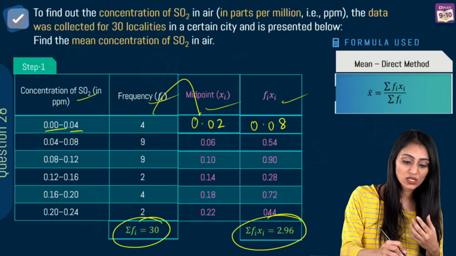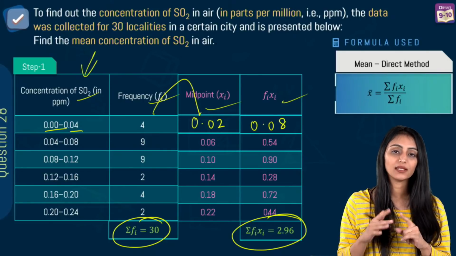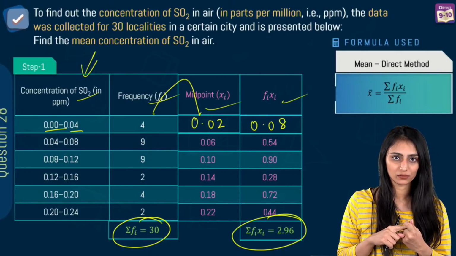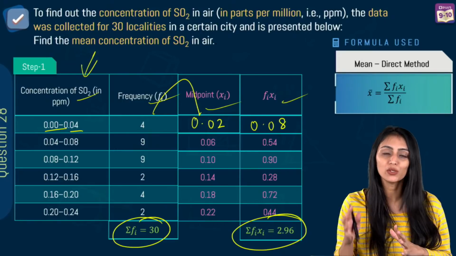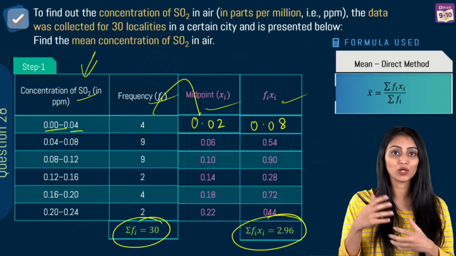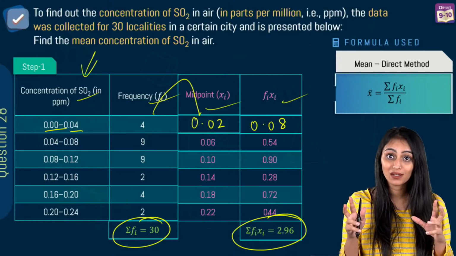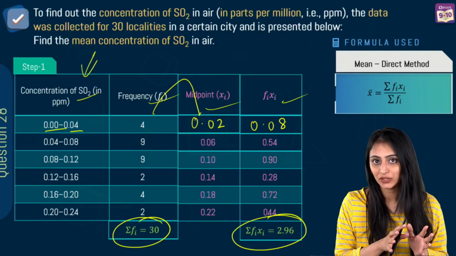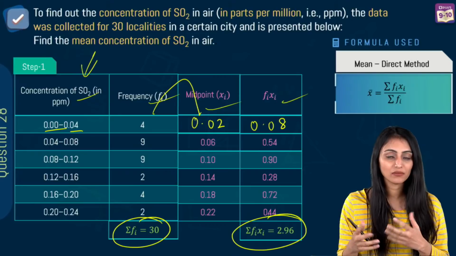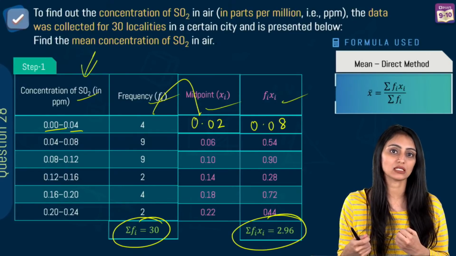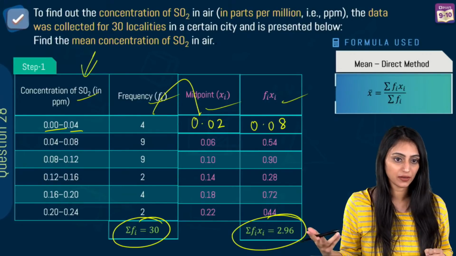When you see that the values are very small over here, right? Then in that case, use the direct method. Still, the assumed mean method can also be used. It all depends on you. Whatever method you are more comfortable with, whatever method you find more convenient. But if the values are bigger, try avoiding the direct mean method, because it's going to be very calculative. There will be more chances of silly mistakes and errors.